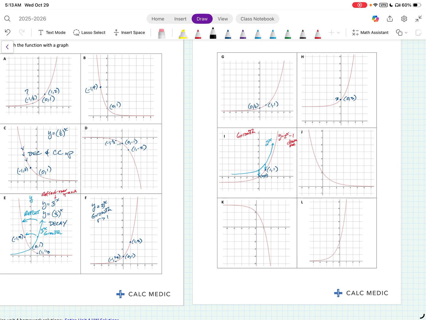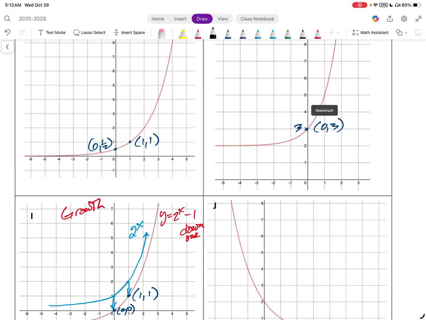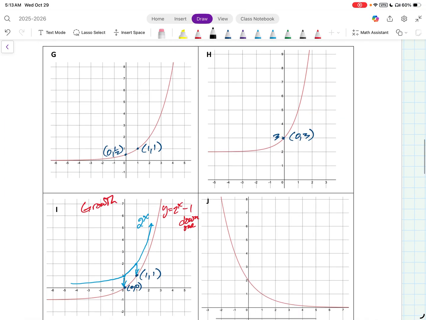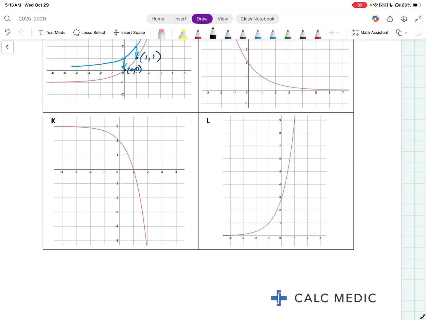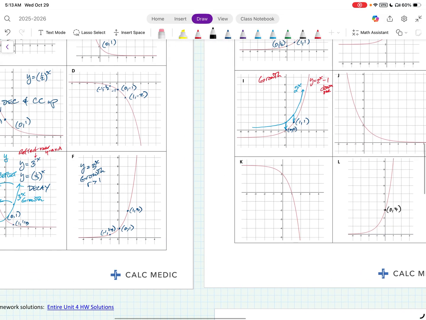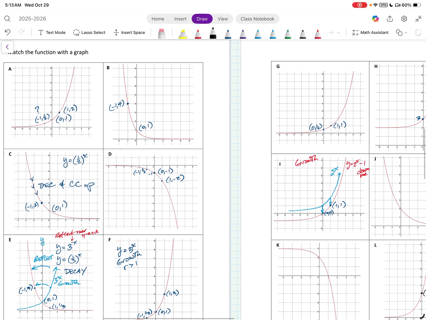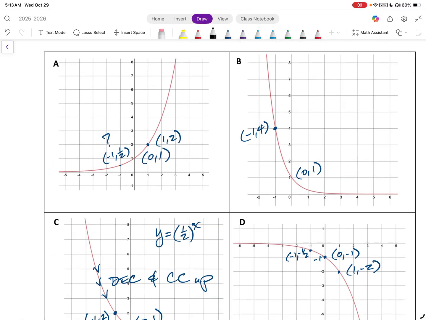So what is it? It could be, let's see. It can't be g, because it has to go through 0, 1. It can't be L because it goes through 0, 3, even though it's growth. Where in the world is it? Oh, here we go. It's graph A. So this is y is equal to 2 to the x power, or y is equal to 8 to the 1/3 x power. It's the same thing. There's our growth function.